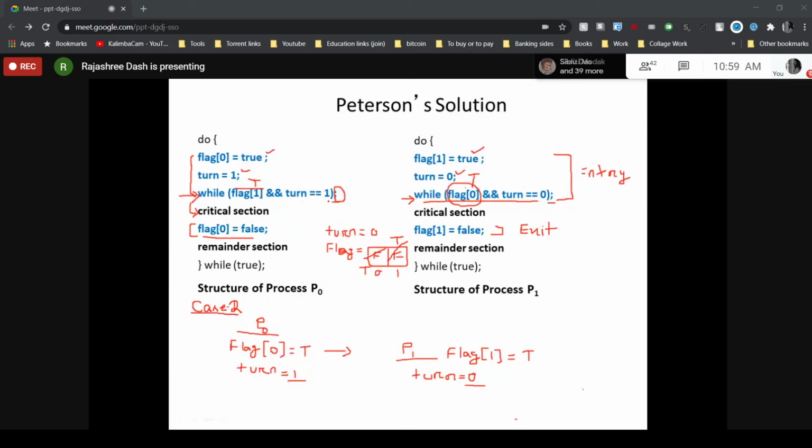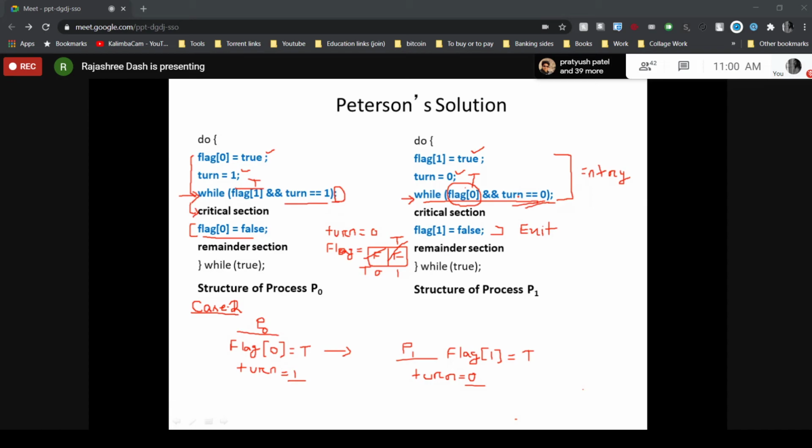But here the second condition, turn equal to 1, and here it is turn equal to 0. So in the order in which turn has been updated, turn will store either 1 or 0. If turn is set to 1, this condition will be true for P0 and P0 can enter the critical section. If turn was set to 0, the second condition will be true for the process P1 and P1 can enter the critical section. In that case, the other process automatically waits.